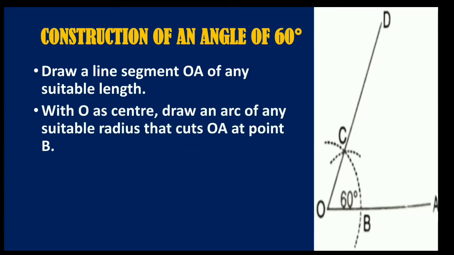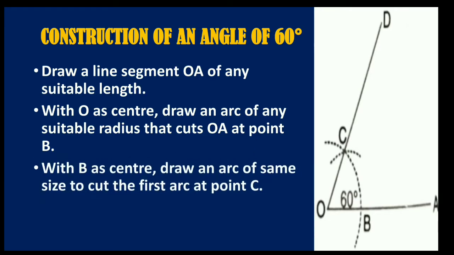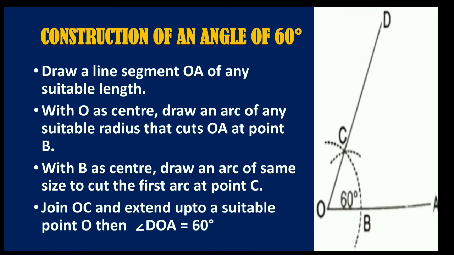And then with center O, draw an arc with the use of compass. Draw an arc of any suitable radius that cuts OA at point B. With B as the center, draw an arc of same size to cut the first arc at point C. And then join OC and extend up to a suitable point D, then angle DOA equals 60 degree. Okay, I'll explain it.